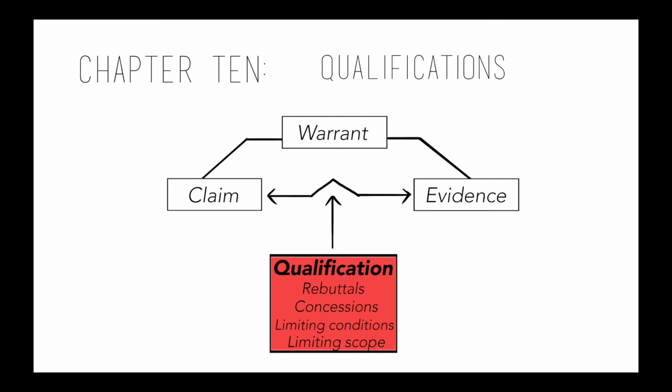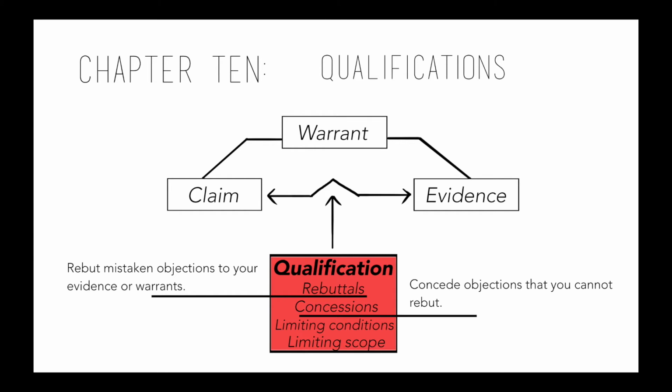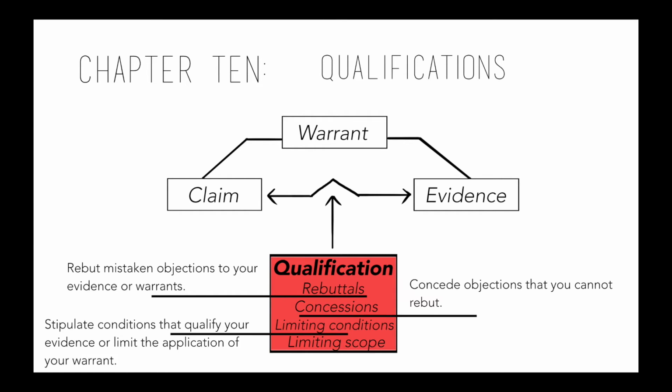There are four ways you may have to qualify your argument, which are to rebut mistaken objections to your evidence or warrants, to concede objections that you cannot rebut, to specify conditions that qualify your evidence or limit the application of your warrant, and to specify the degree of certainty of your evidence, warrant, or claim. Let's look at rebuttals first.